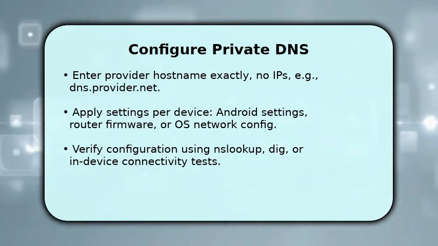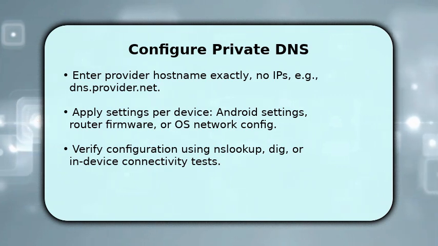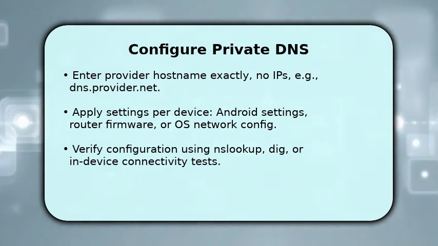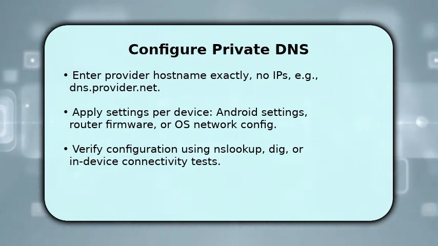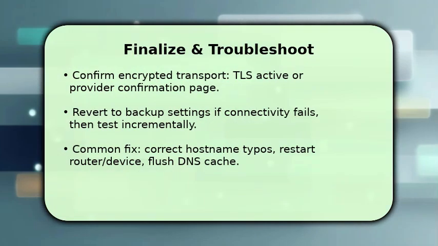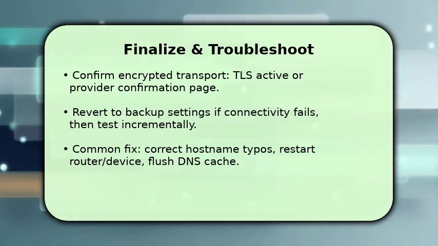If your router supports it, update its DHCP-handed DNS or firewall rules so every client benefits automatically. To finalize, verify encryption is active. Many providers show a confirmation page, or you can inspect TLS connections.